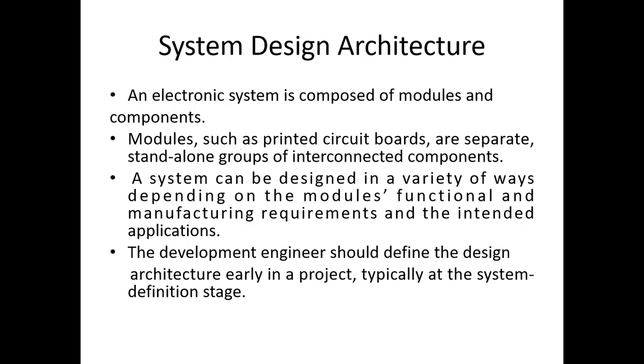Next, we will talk about system design architecture. Anyhow, to design a system, we need modules and components. Module examples are printed circuit boards and separate standalone groups of connected components. A system can be designed in a variety of ways, depending on the modules and the functional and manufacturing requirements. Every development engineer should design their architecture as early as possible.